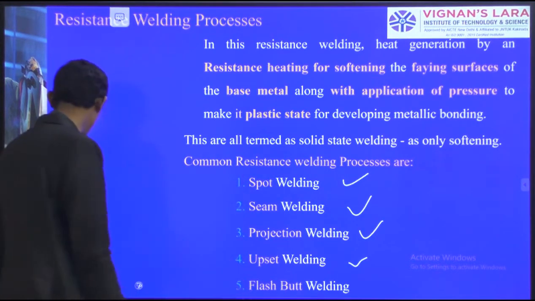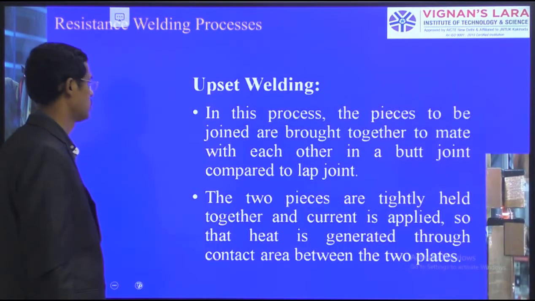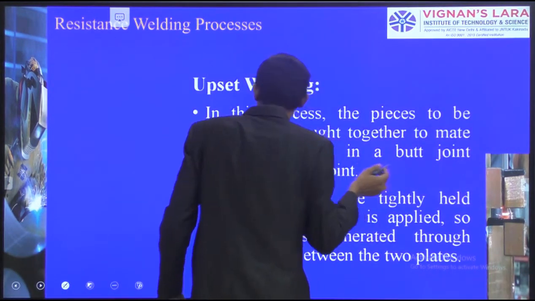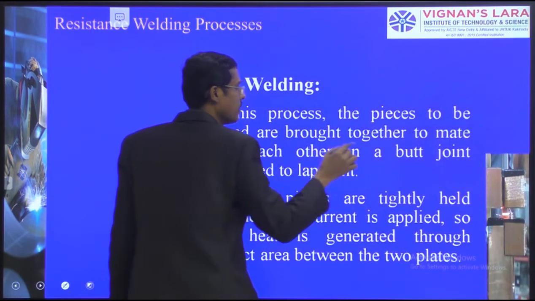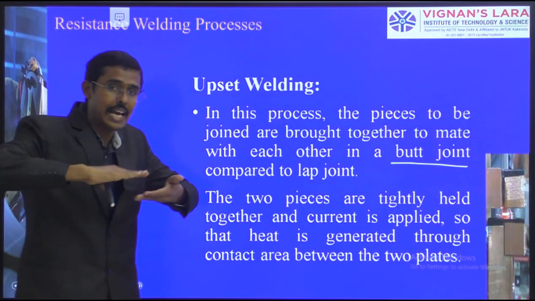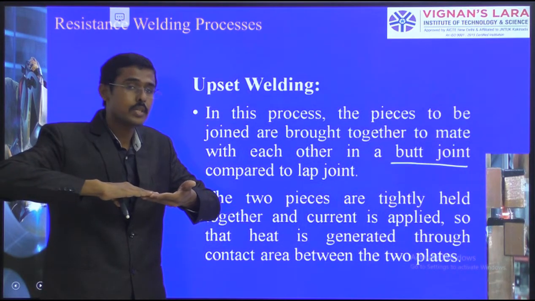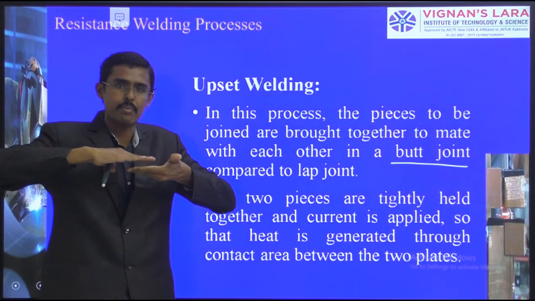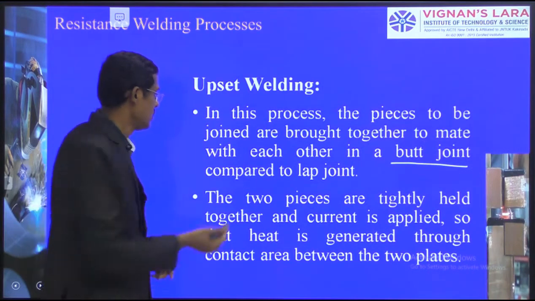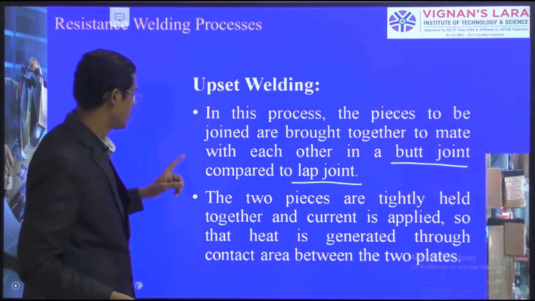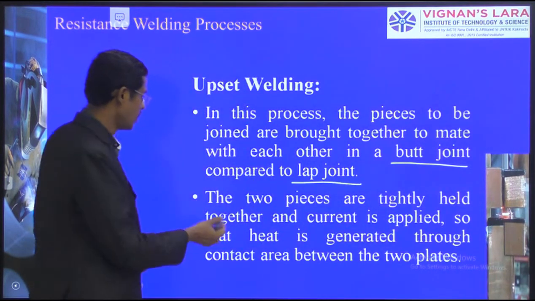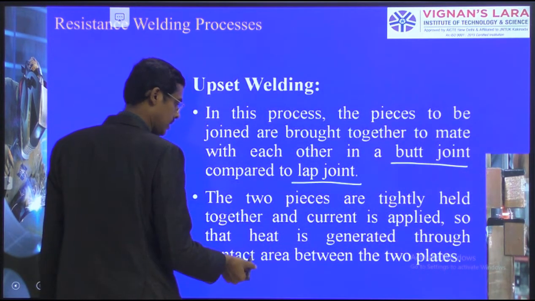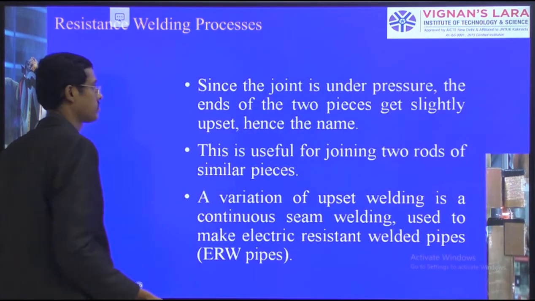Now we are going for upset welding and then the flash butt welding process. In this process, the pieces to be joined are brought together to meet each other in a butt configuration. Until now we have seen the lap configuration, but in upsetting and flash welding we are going to see the butt configuration. This is a lap, this is a butt. The two pieces are tightly held together and current is applied so that heat is generated through the contact area between the two plates.